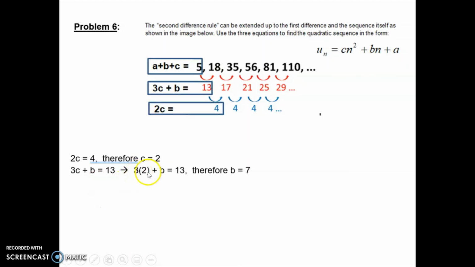Okay, so 3 times 2, because c went in there. Solve that. b is 7. Okay, so we just found out this number is 7. Okay, let's jump up to the upper level here. a plus b plus c equals 5. It always equals that first number in the sequence.